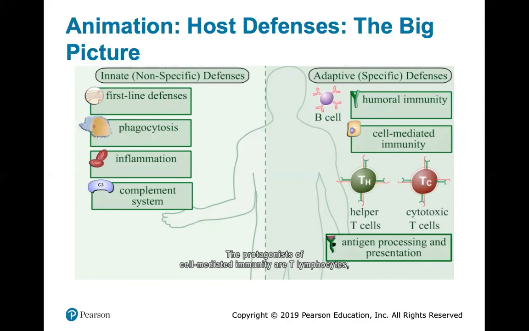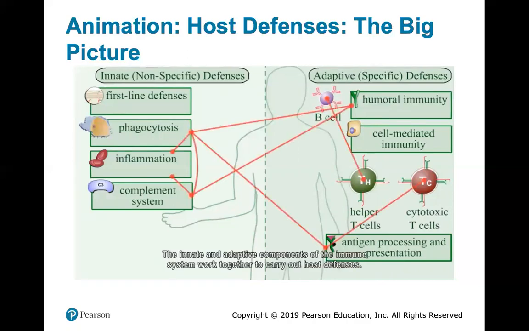The protagonists of cell-mediated immunity are T lymphocytes, which can be divided into two groups: helper T cells and cytotoxic T cells. Helper T cells secrete cytokines to activate other cells of the immune system, while cytotoxic T cells attack infected cells directly. The innate and adaptive components of the immune system work together to carry out host defenses.